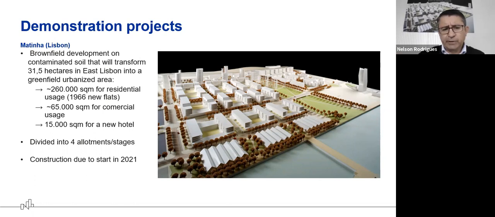We will build the hotel inside, we will use the exterior structure from the gas holders. We maintain that, and we'll build a hotel using 2 gas holders. We'll divide this in 4 stages, and the construction is due to start next year, 2021. Next slide, please.